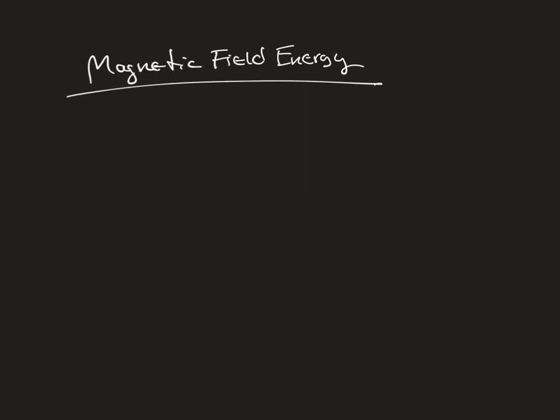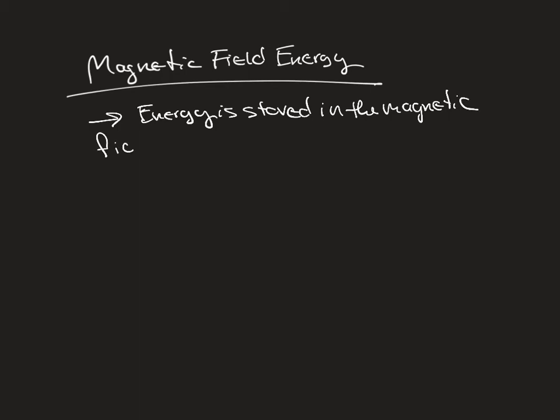So when we talked about capacitors, we talked about the idea that the energy is stored in an electric field between the plates. Well, here for inductors, we talk about the energy being stored in the magnetic field between the plates. So we say that the energy is stored in the magnetic field within the coils. So we have our magnetic field energy density. So this is energy density.